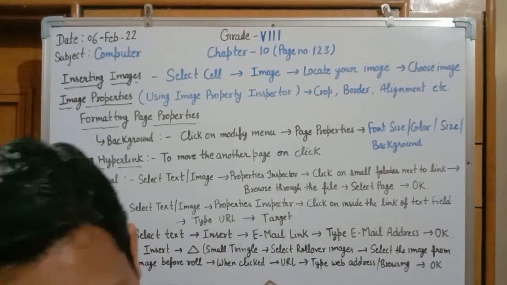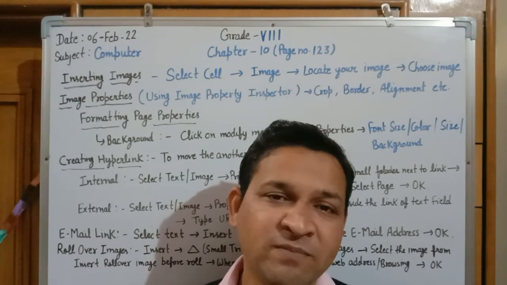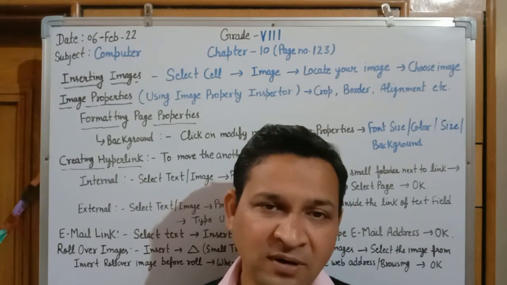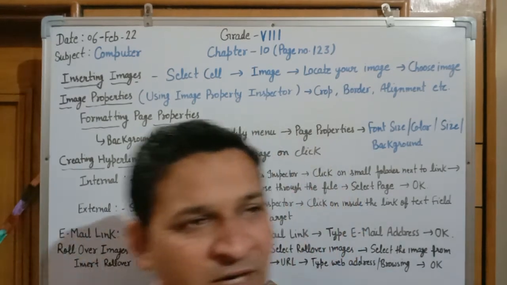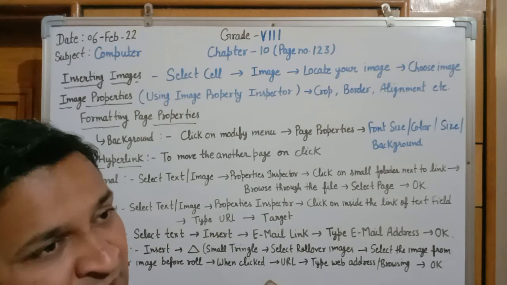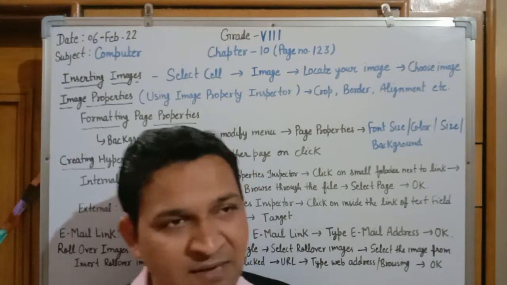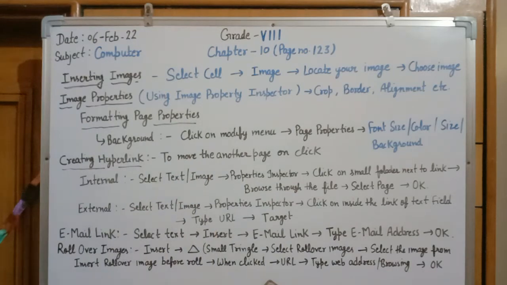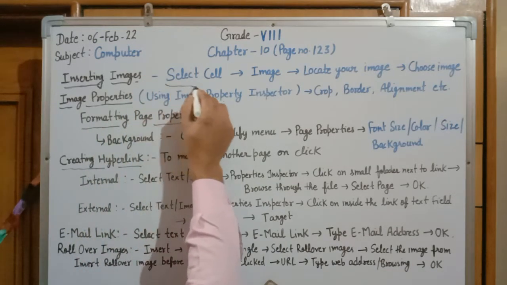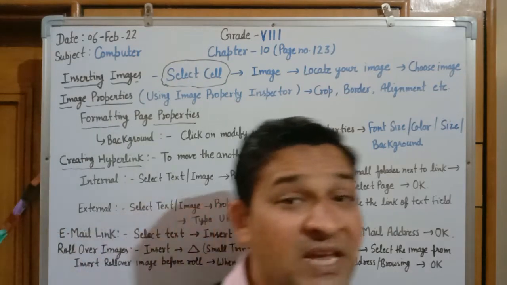Every element that will be inserted in a document is used for the purpose of making the document more attractive. So to insert an image, we have to follow a number of steps. It is a sequential process. Step by step you can insert any element. Come to the first point. To insert an image, first you need to select the cell in which you have to insert the image.